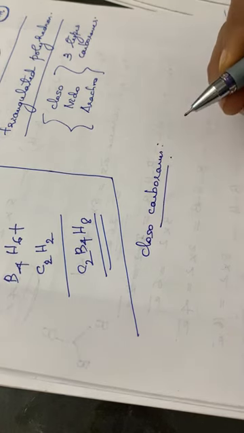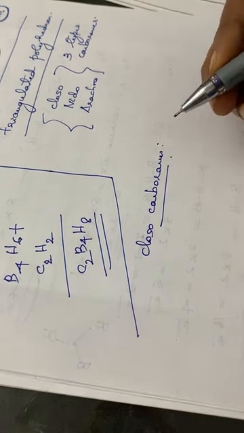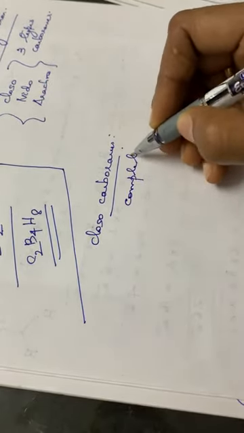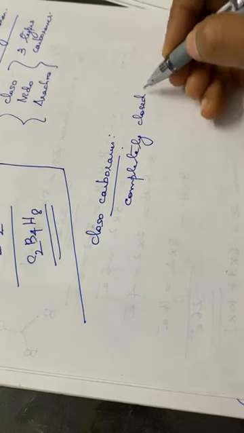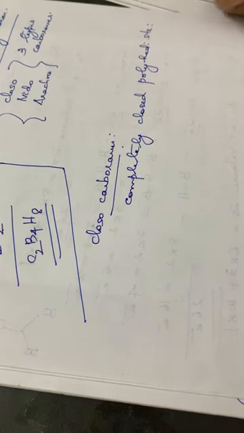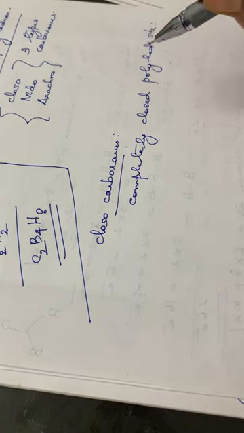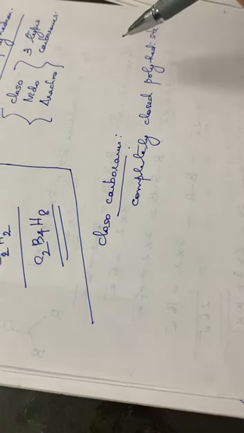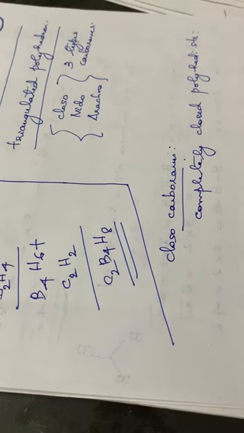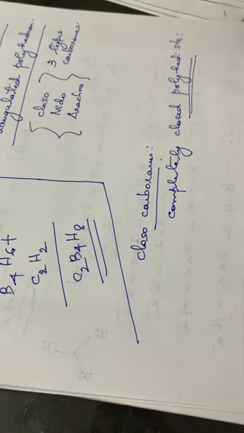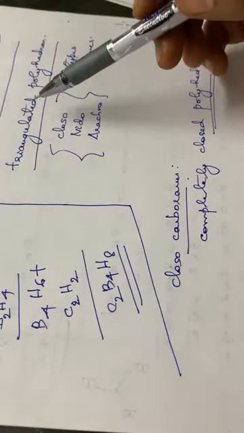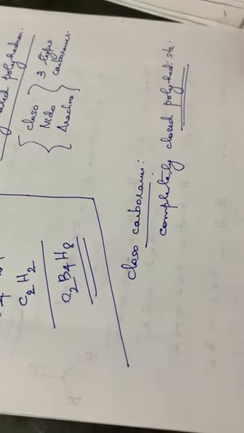Then the next one, the closocarboranes. Closocarboranes have a completely closed polyhedral structure. Here also, all the vertices of the triangulated polyhedron are occupied by the boron as well as the carbon atoms, just like the general case.